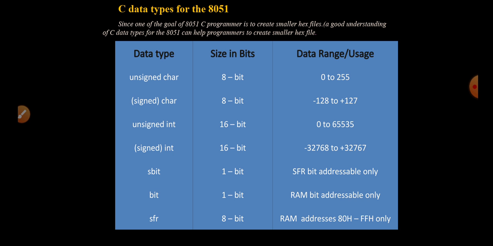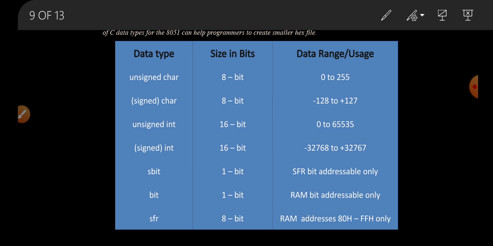sbit stands for single bit. The sbit keyword is a widely used 8051C data type designed specifically to access single-bit addressable registers. It allows you to access the single bits of the special function registers, or SFR registers. Then the next data type we have in 8051 is bit. The bit data type allows access to a single bit of bit-addressable memory of the internal RAM, having a memory space from 20H to 2FH.